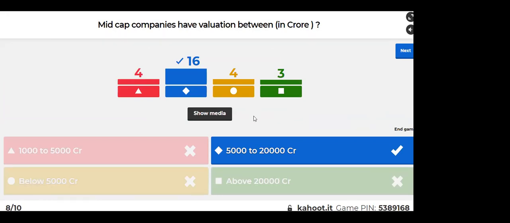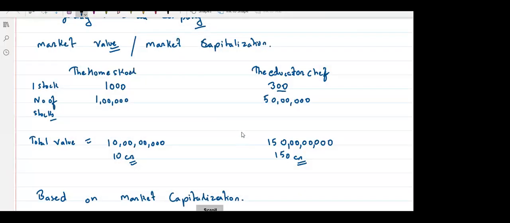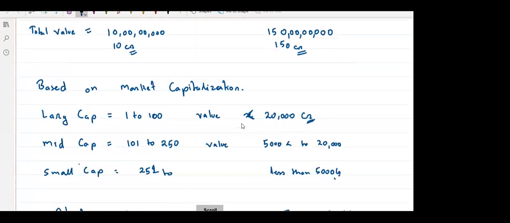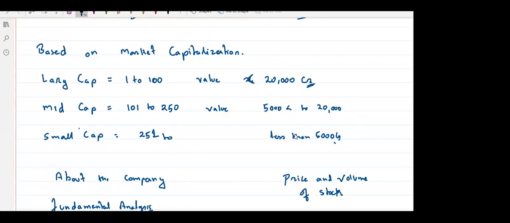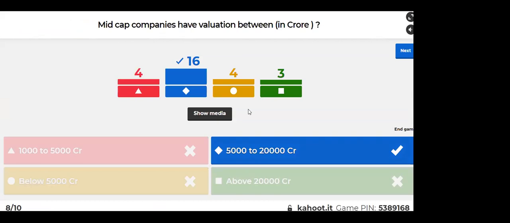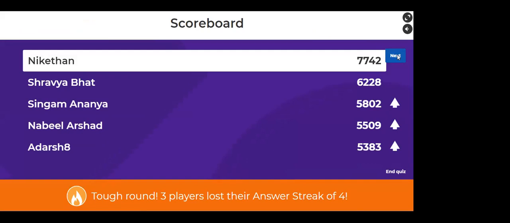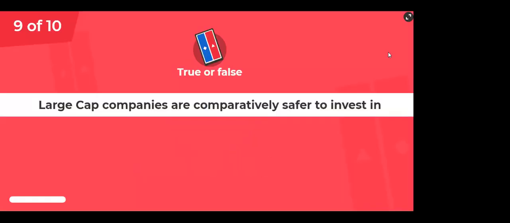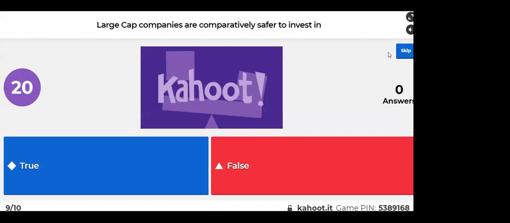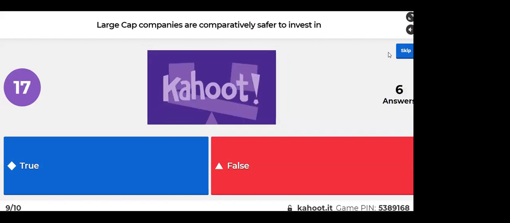Mid-cap companies have valuation between. I just showed you the answer. Still, many students made mistakes. It is 5,000 to 20,000. I just showed you this answer. 5,000 to 20,000. This is a general thing, right? Obviously, it will change. But I'm talking about in general. So this is an ambiguous question. I'll just remove it next time. But generally it is the condition, because it depends mainly on the number.